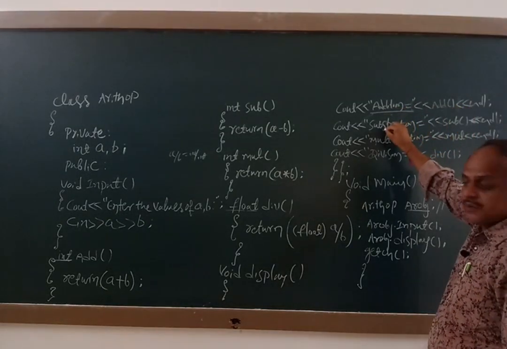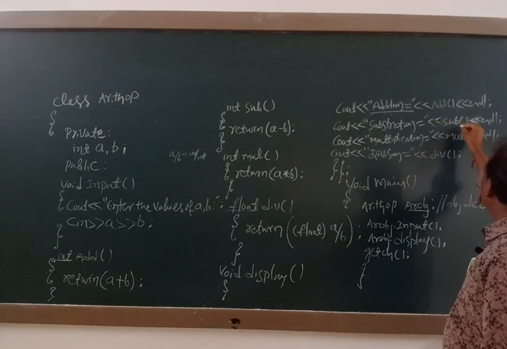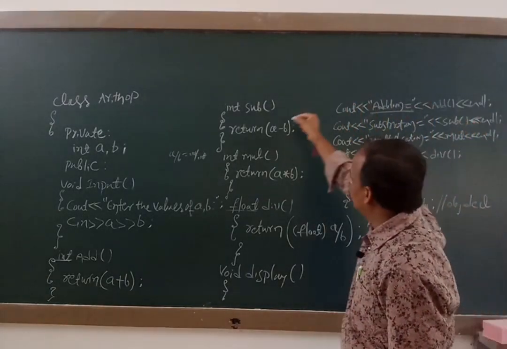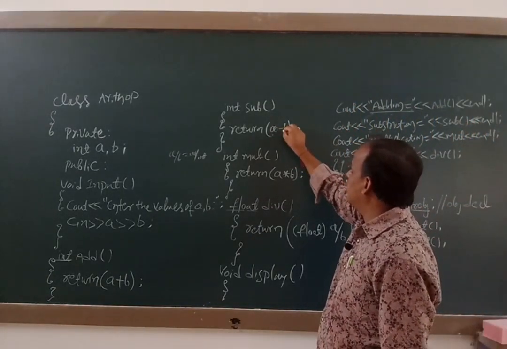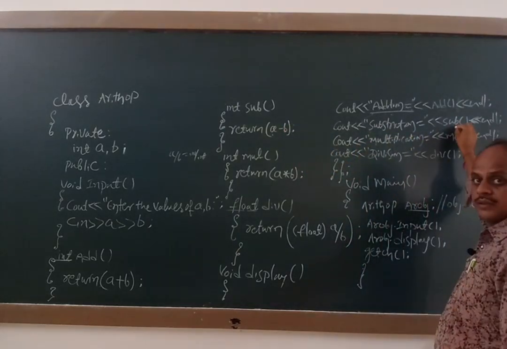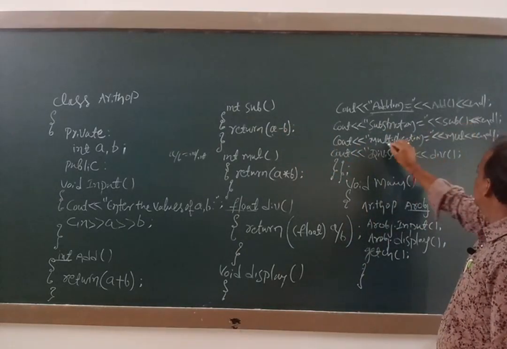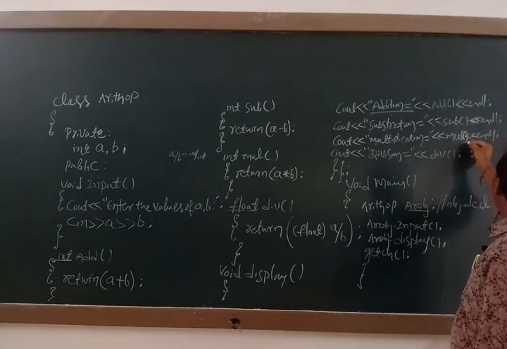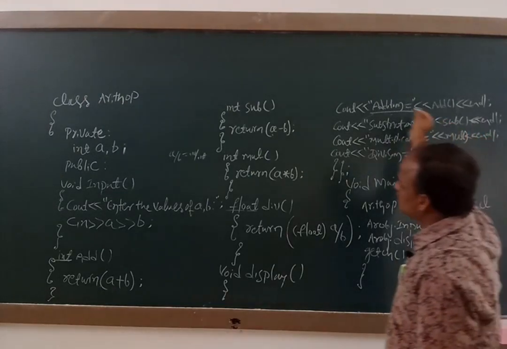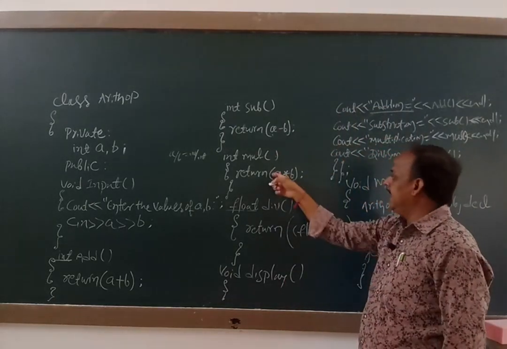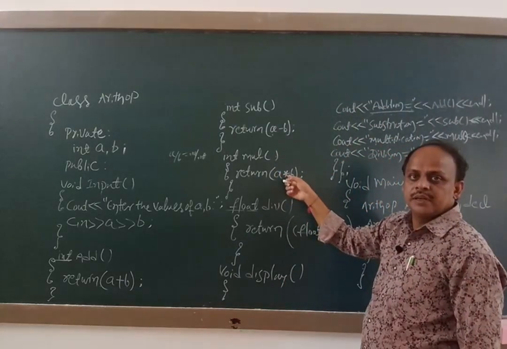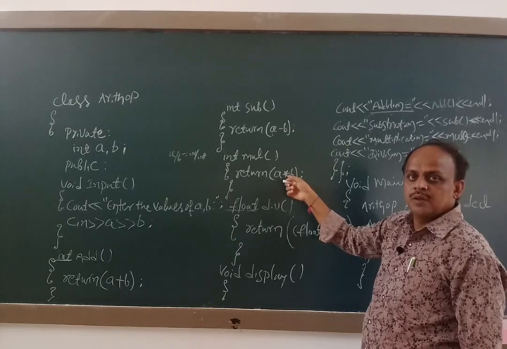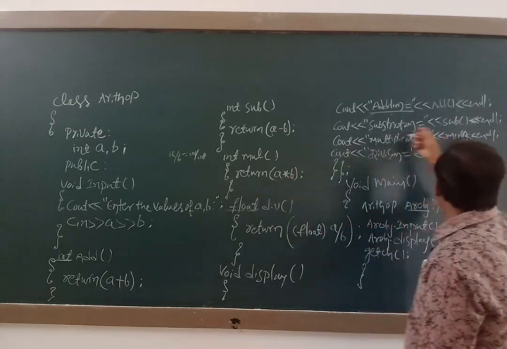In second cout statement, subtraction is equal to sub function, means here it comes. a minus b, that is 10 minus 5. We are getting 5 as result. Next, multiplication is equal to mul function here, mul open bracket close bracket. Then cursor goes to multiplication. A into b is performed. 10 into 5. We get 50, that is printing here.